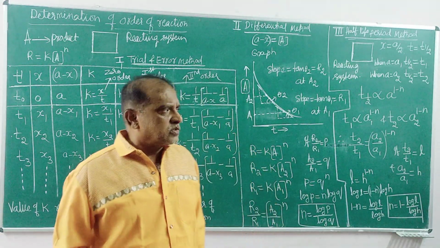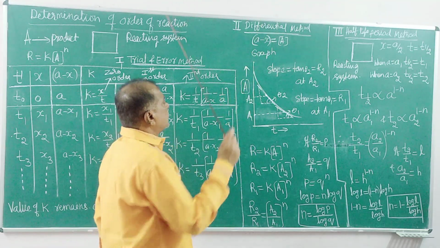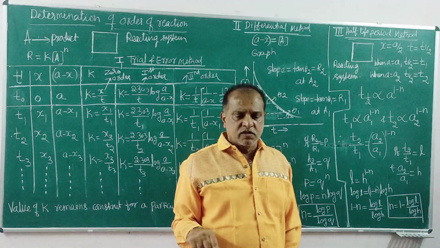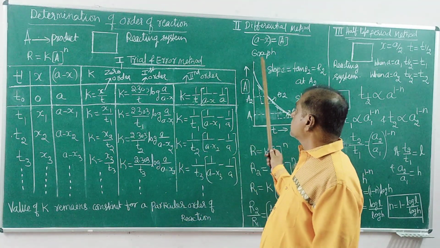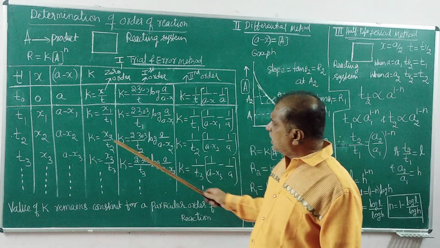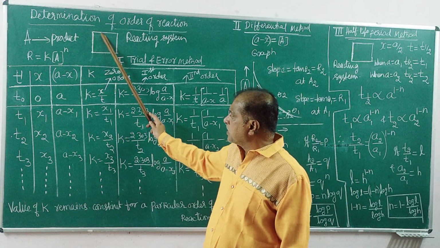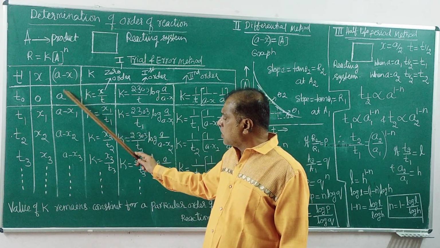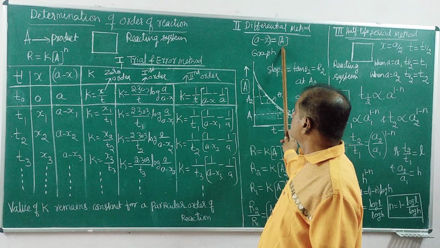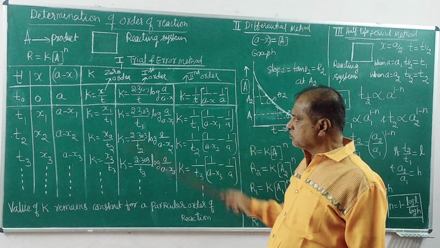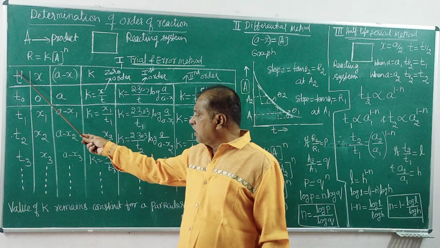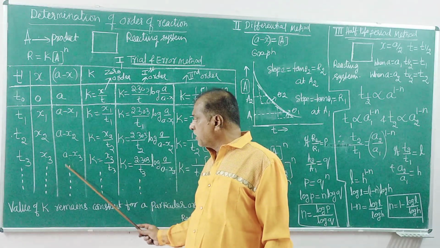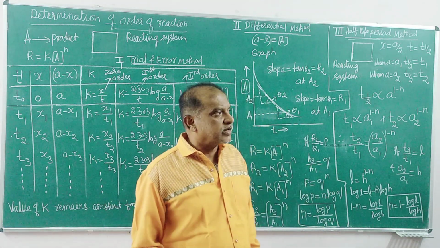And the second method is also called the differential method. What is the differential method? It is a graphical method, also called the graphical or instantaneous differential equation method. With the same set of values you have recorded in the experiment, a minus x is the concentration of A at different times. These are the time intervals. At different times we have recorded the concentration of the reactant remaining at every instant.